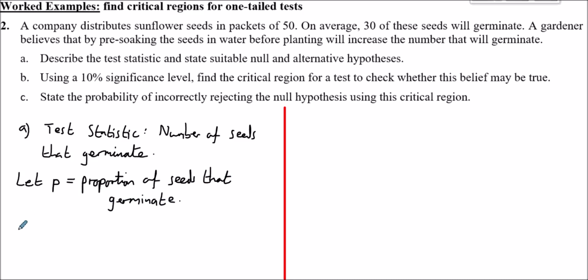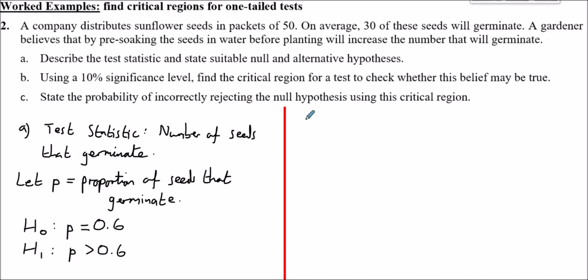Then what we can say is that H0, the null hypothesis, is what you'd assume to be true: that the proportion of seeds germinating, well, in a pack of 50, it says on average 30 will germinate. So 30 out of 50 as a proportion is 0.6. The alternative hypothesis, H1, would be that the proportion is greater. This gardener is actually thinking that they can increase this proportion. So the alternative hypothesis is going with this gardener's feeling, that actually they could increase the proportion above 0.6.